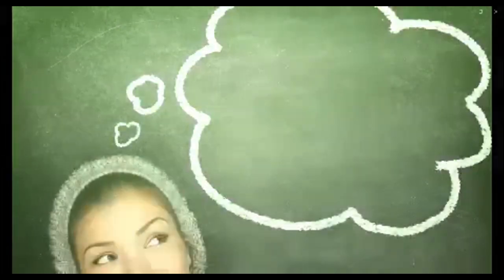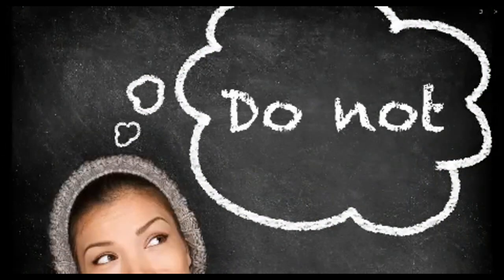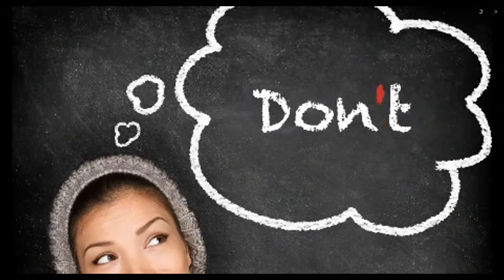Here we have the words do not. We want to make do not sound less formal, so we shorten the word to don't. We push the two words together, take out the letter O in not, and put an apostrophe in place of the O. Do not becomes don't. The apostrophe shows the reader that a letter is missing.